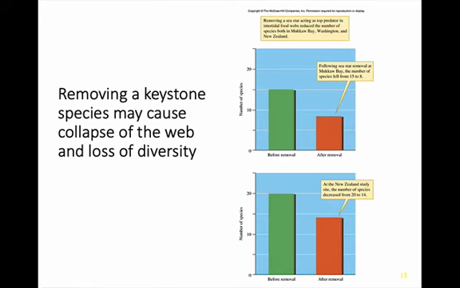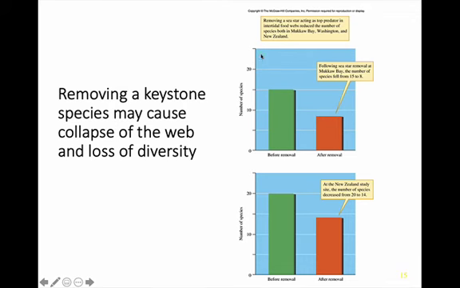So here's an example of an experiment in which we removed a keystone species. So here's again a starfish. It's not an accident that we do these. These are sessile. They're easy to manipulate. You can remove them and they'll stay removed out of an enclosure.